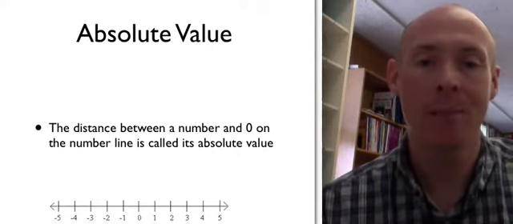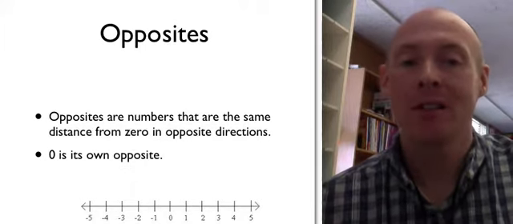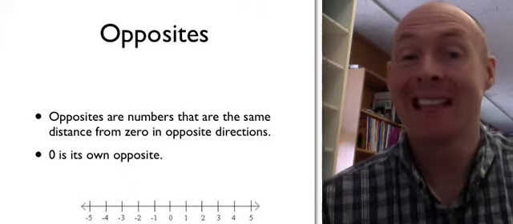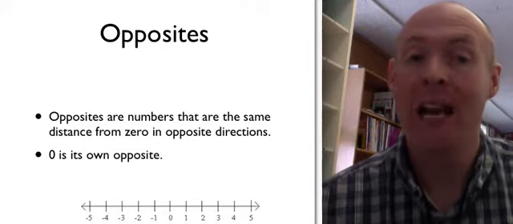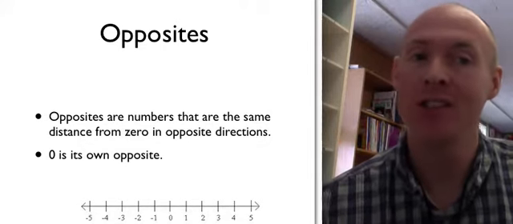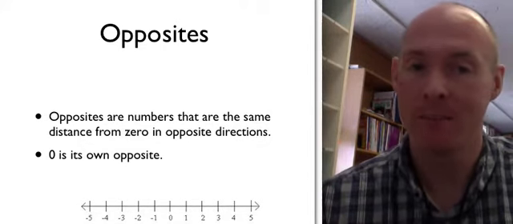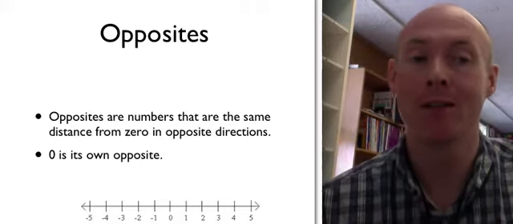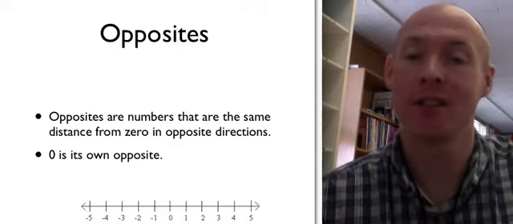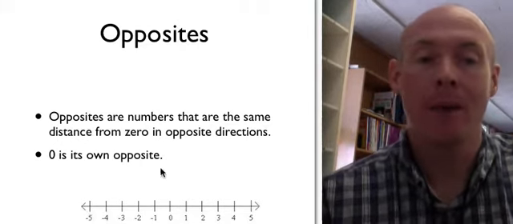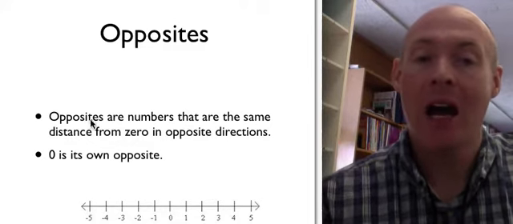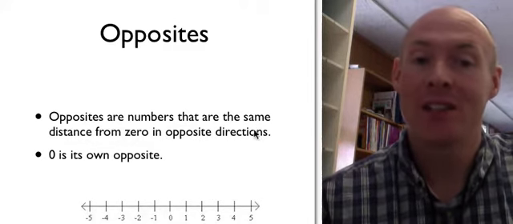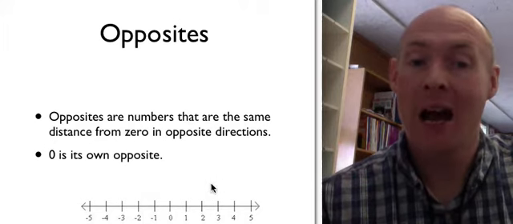We also need to know opposites. Opposites are numbers that are the same distance from zero in opposite directions. And zero is its own opposite. Pause the video, copy down those definitions. Okay, so what does it mean? Opposite numbers that are the same distance from zero in opposite directions.